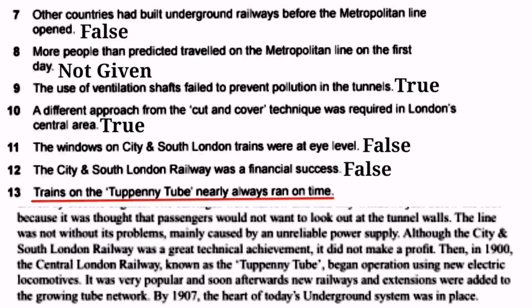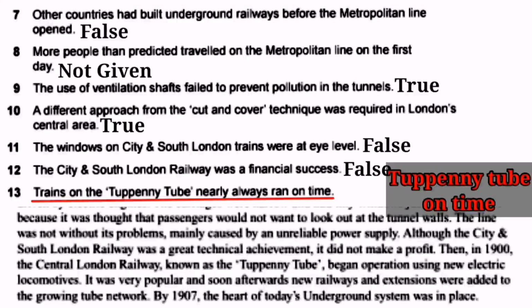Last question, question number 13. Trains on the Twopenny Tube always ran on time. Twopenny Tube and on time are the keywords. Our answer will be in the passage where these words are written. If the trains on the Twopenny Tube always ran on time, then the statement is true. If the trains did not run on time, then the statement is false. And if we do not find any information about the running of trains on time, then the statement is not given. So Twopenny Tube is the keyword, and first we have to find the Twopenny Tube.